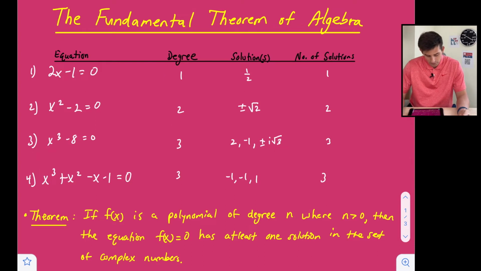So for equation number one, we see 2x minus 1. Notice we don't see an exponent on our x variable, so we would say it's 1. So its degree is 1, and it has one solution. The next one has a degree of 2, and we have two solutions. We have a degree of 3, we have 3 solutions, and we also see another degree of 3 and we have 3 solutions. So hopefully you're noticing a pattern here, and this is what the fundamental theorem of algebra states.